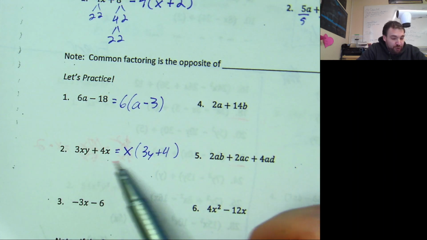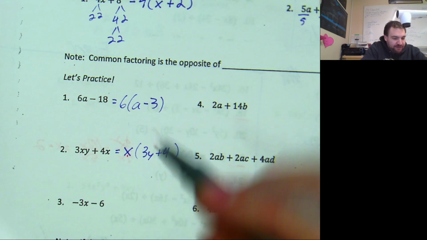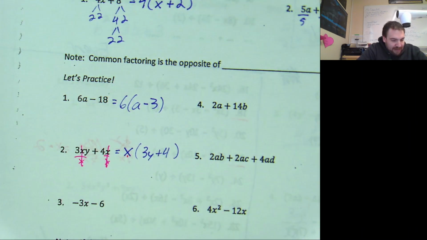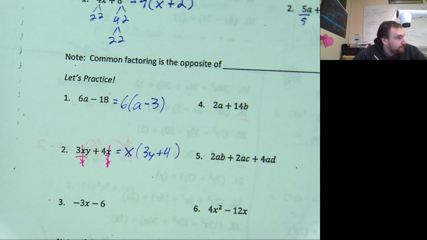So the x goes out front. That's my greatest common factor. And I'm going to divide by x, divide by x. I'm going to get 3y plus 4. I was just expecting to get a number. Doesn't have to be. Okay.